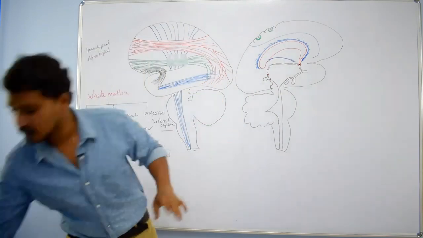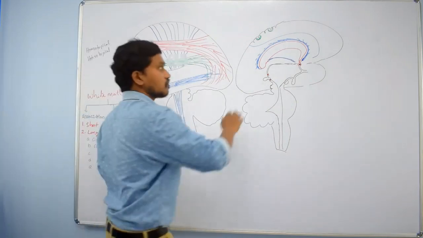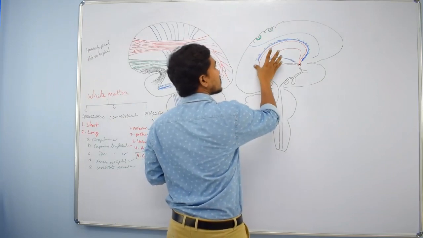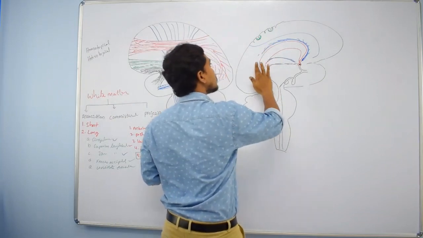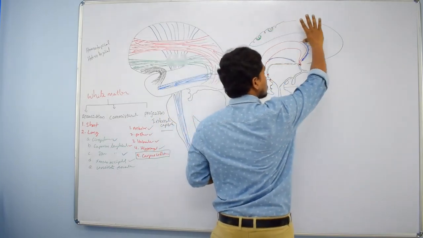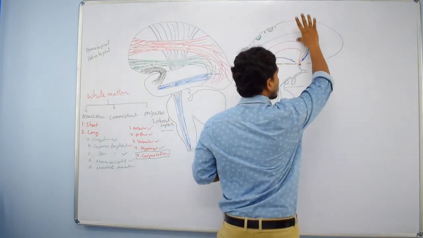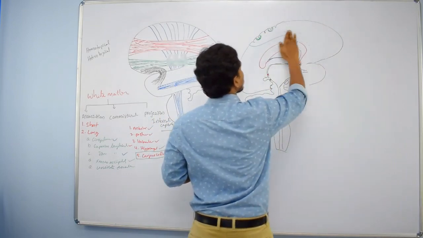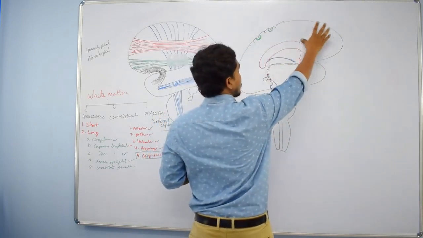So what are the parts of corpus callosum? I am removing this because I need to show some relations which are present intimately above the corpus callosum. That's why I am removing this. What is this? I am removing the cingulum here. So this is corpus callosum.